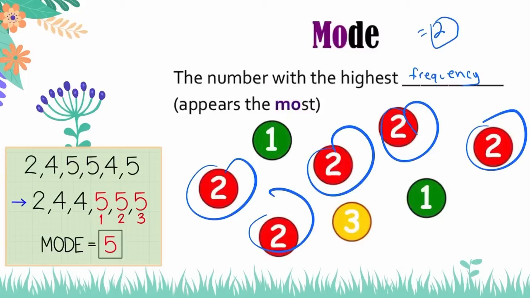You can have more than one mode. If you look at our example here, the number 5 appears the most often, 3 times. More than 4, which only appears twice. So your mode would be 5.